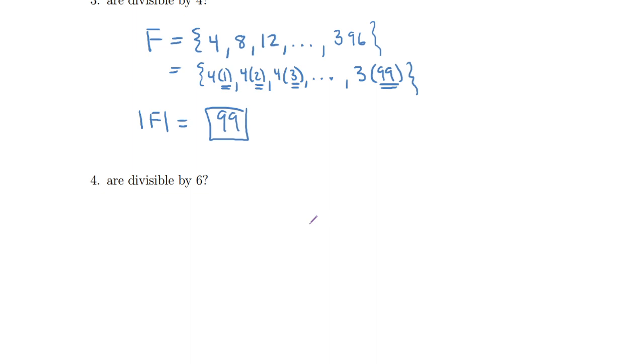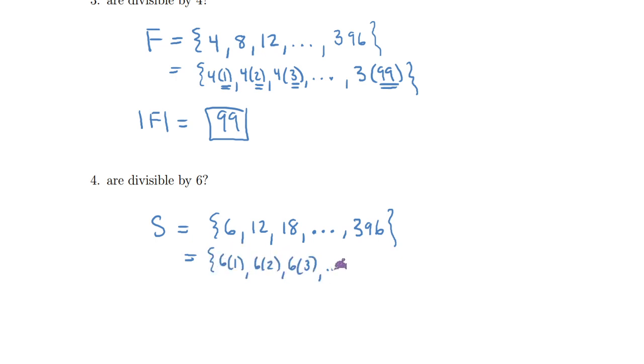Okay, do the same trick for 6. Maybe we'll call that S for 6. So it'd be 6, 12, 18, and so on. And 396 is actually divisible by 6 because it's divisible by 2 and 3, right? So 396. And you can write this as 6 times 1, 6 times 2, 6 times 3, all the way up to 396, which is 6 times 66. So there are 66 numbers in that set.